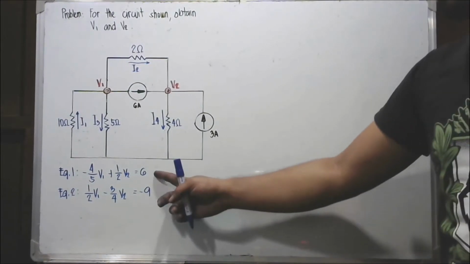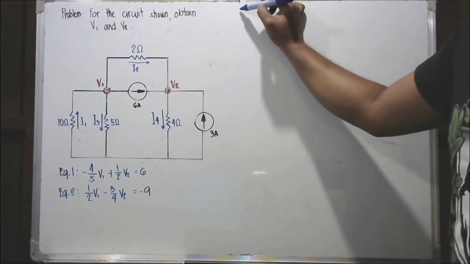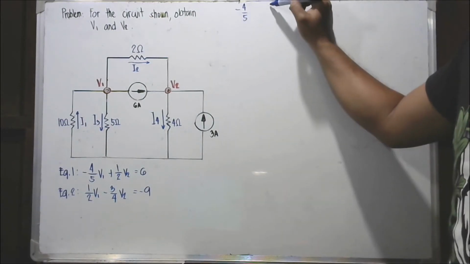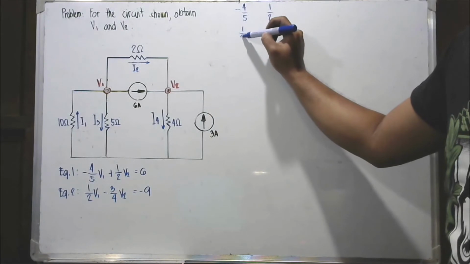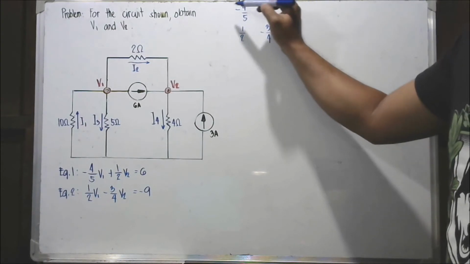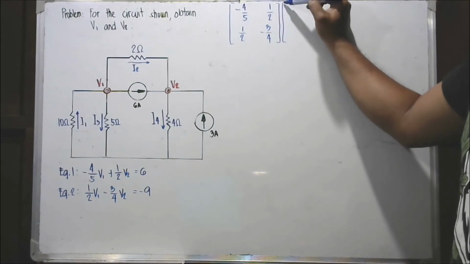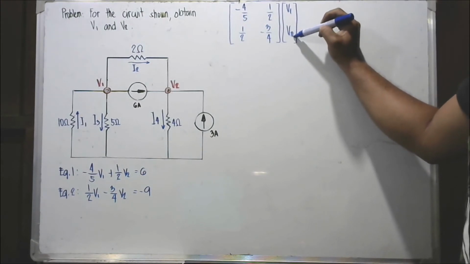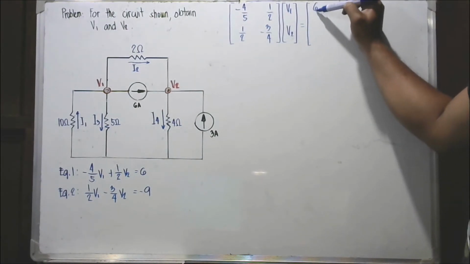So you have now your equation 1 and 2. So writing it in the equivalent matrix form, so you have negative 4/5, 1 half, 1 half, negative 3/4, multiplied by your unknowns, V1 and V2, is equal to the constant 6 and negative 9.